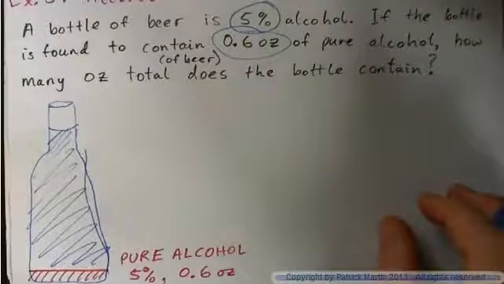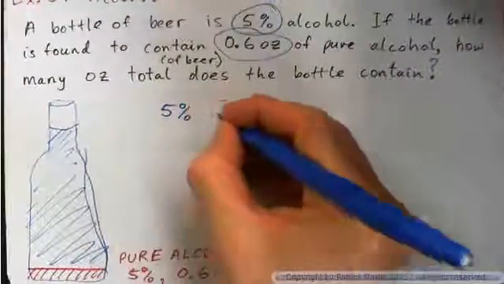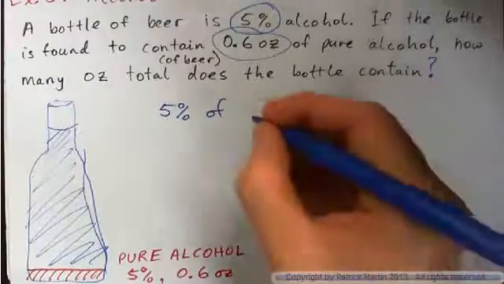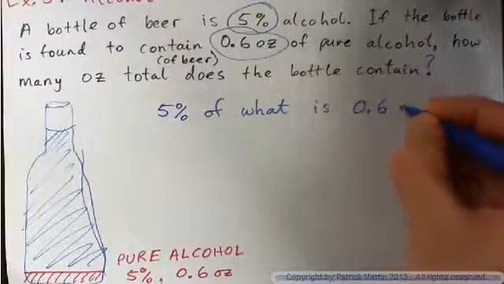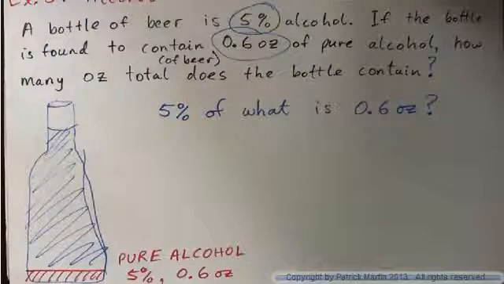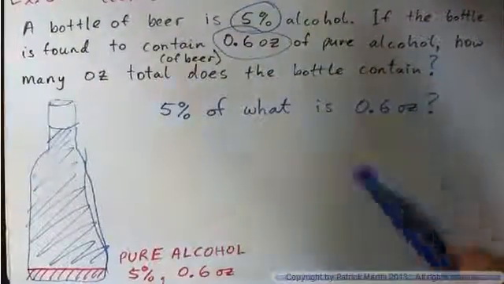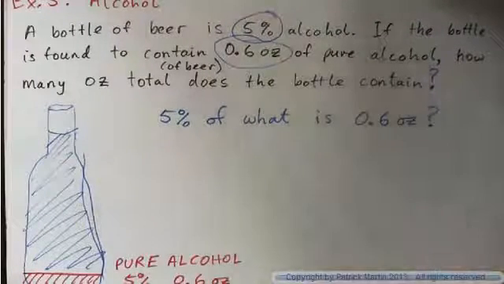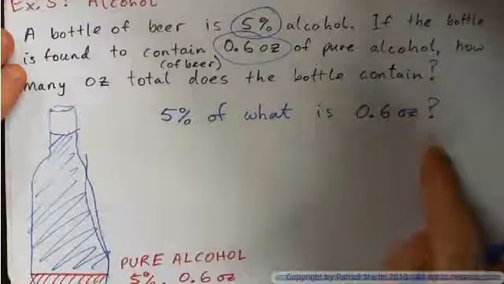Well, you might think of what we practiced earlier. 5% of what number, or how many ounces? 5% of what is 0.6 ounces? I mean, that's what we're trying to figure out, right? If I took 5% of the total amount in the bottle, I would get 0.6 ounces. So the question is, 5% of what is going to give me 0.6 ounces, right? Or what number? So we'll turn this sentence into an equation and then see what we come up with.